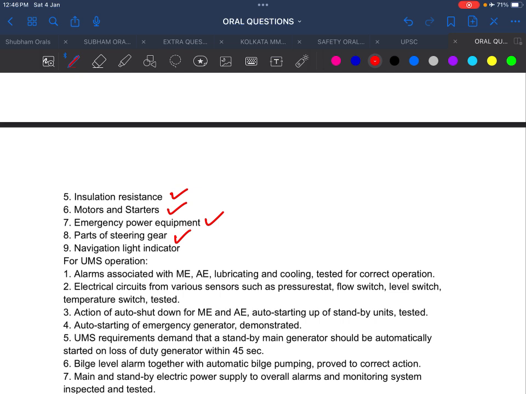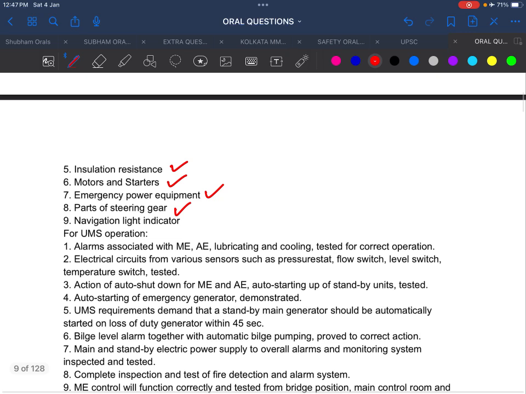The rudder is moving properly or not according to the steering gear command. They can check whether the rudder angle indicator agrees with the actual rudder position. They can check everything. Okay, so the navigation light indicator, they can check whether the navigation light indicator is also working or not, with no discrepancies there.